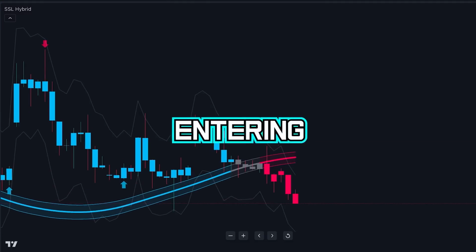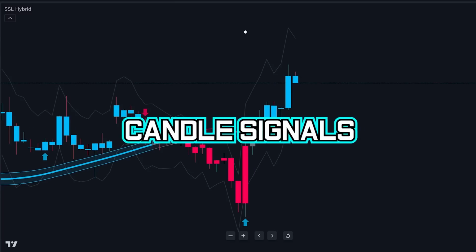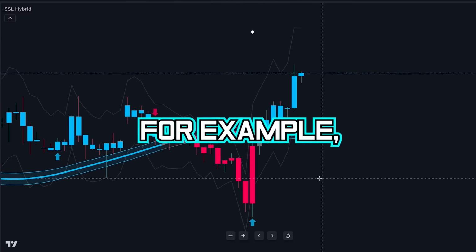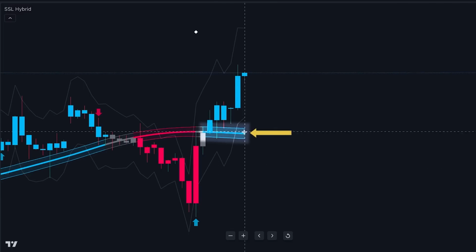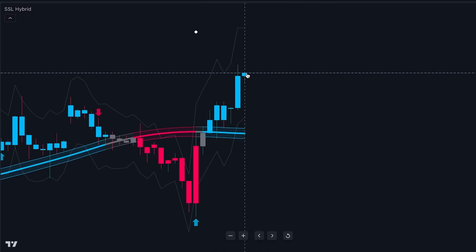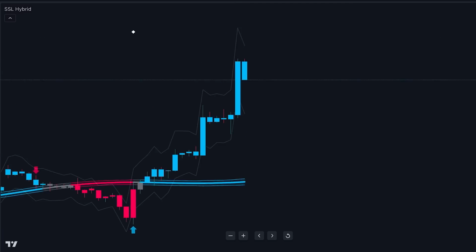A better method of entering trades would have you use the baseline only as a trend detection tool and use the candle signals and market structure for entries and exits. For example, here we can see that the trend is bullish based on the blue baseline. Instead of entering a position now where we have not yet made a high, and it is possible we would be buying at the market high, we can wait for the market to retrace, confirming a swing point before executing.